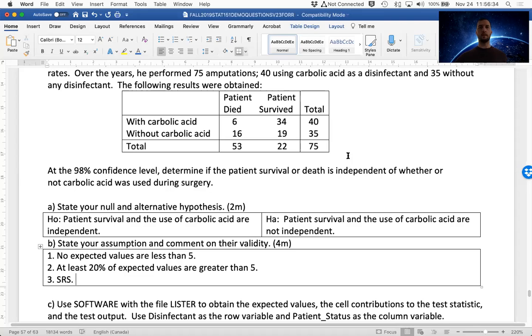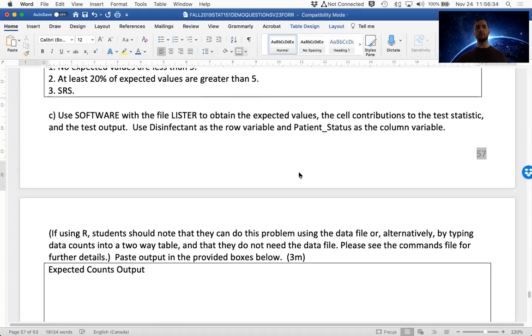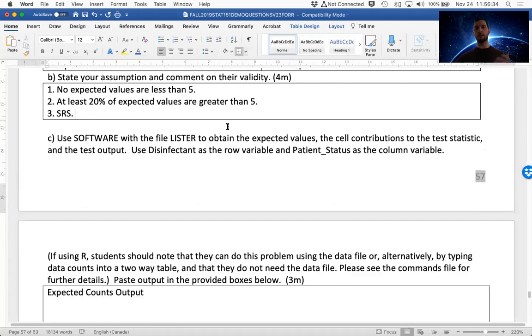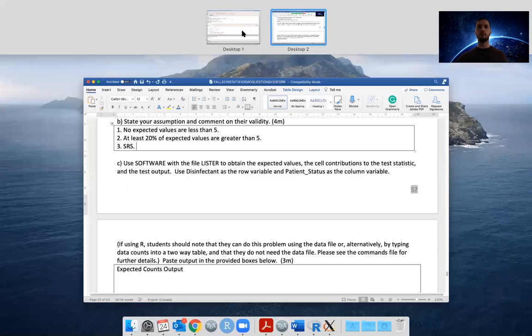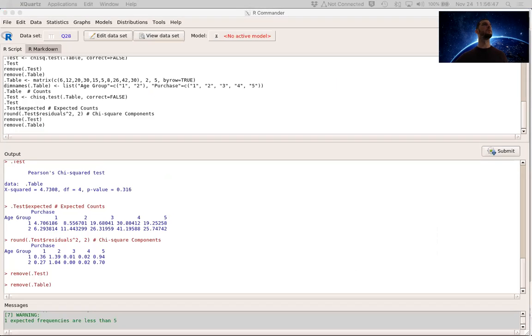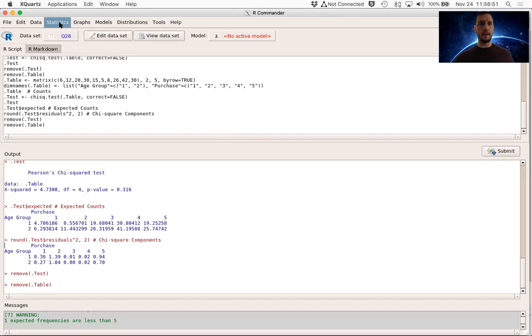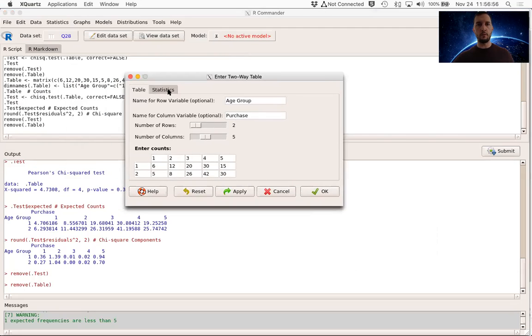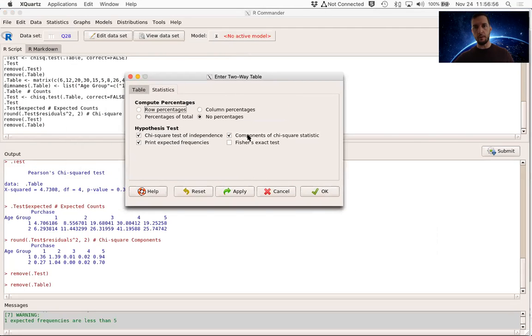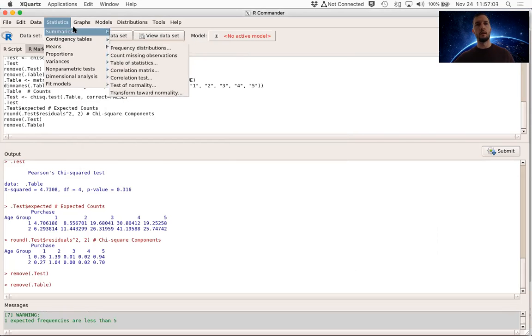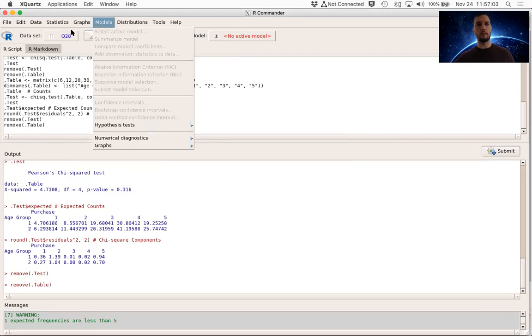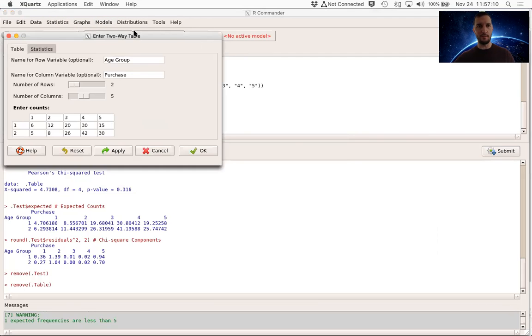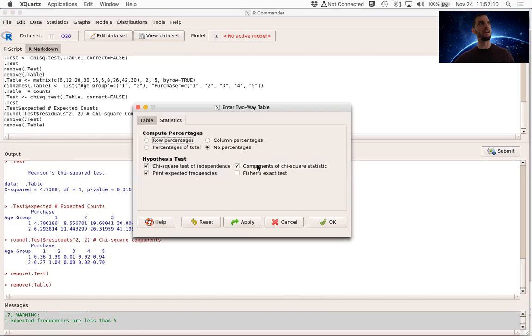Okay, so what we need to do here is use the software to determine those expected values, right? Because we need those to check the assumptions. So we go back to Rcmdr. Danny, to do that, you go statistics, contingency tables, enter and analyze two-way table, statistics, and then you click on components and print expected values. Okay, so statistics, contingency tables, statistics, and then you click here. Okay, cool.